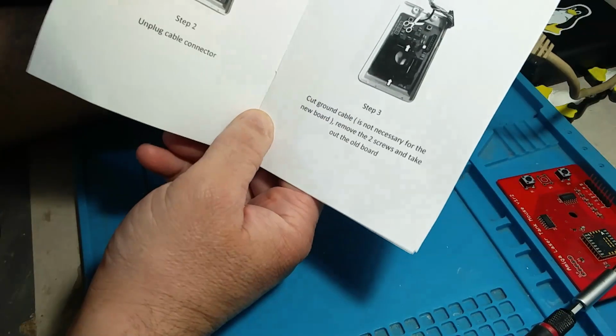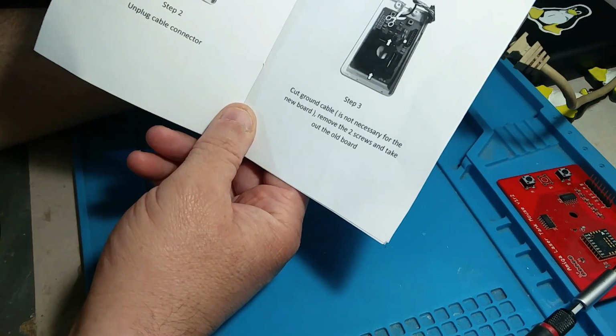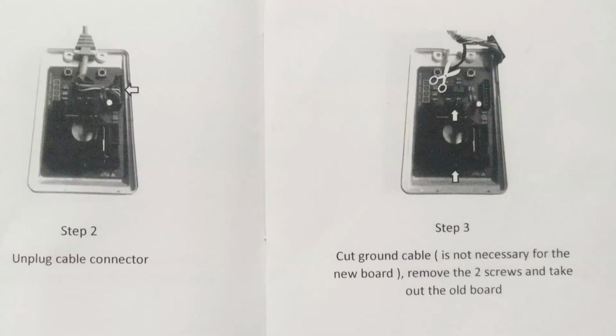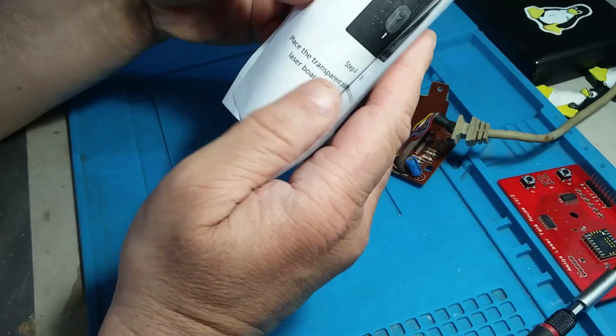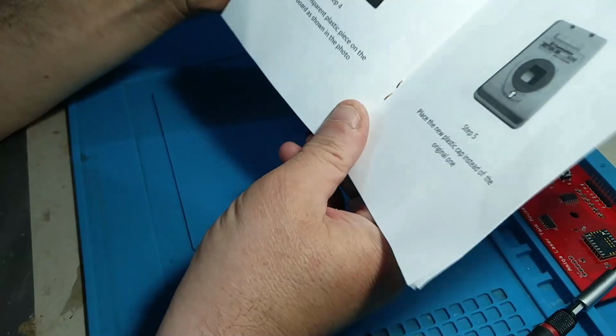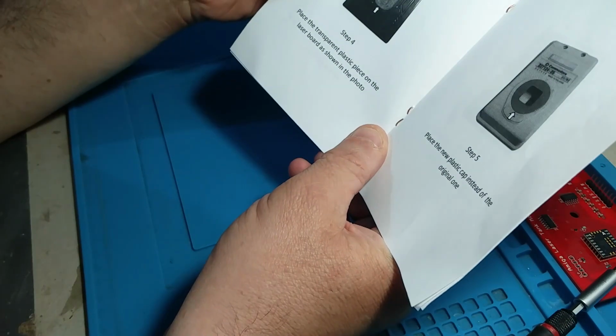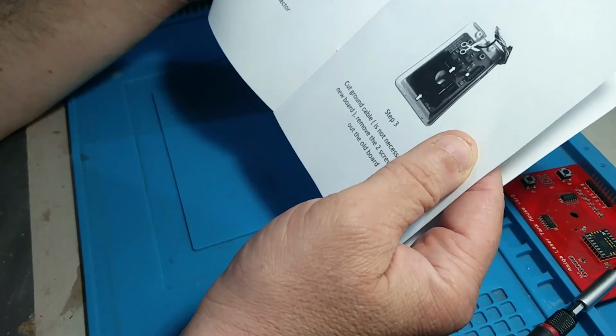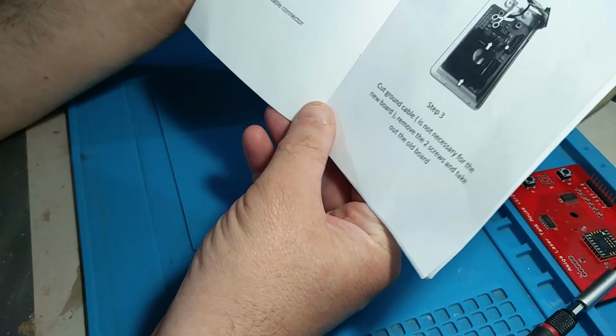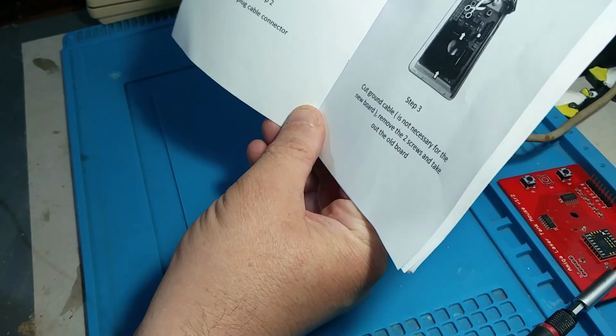Step three. Step three says cut the ground cable. It's not necessary for the board. Remove the two screws. I think I removed three. And take out the old board, which I already did. Okay, let us go there now. So, I couldn't unplug. What am I going to do here? Oops, let's take a break.